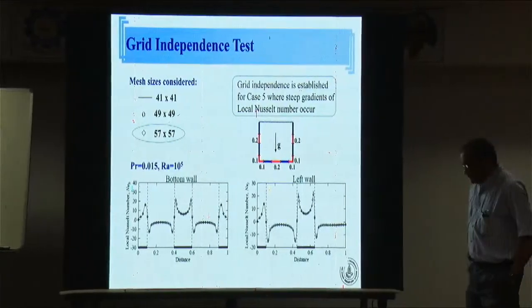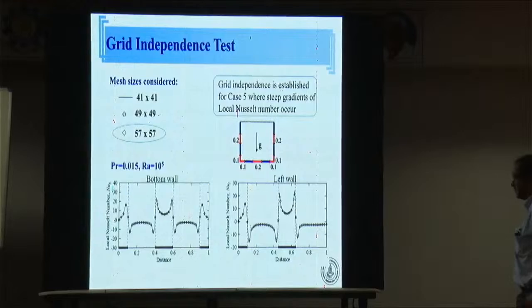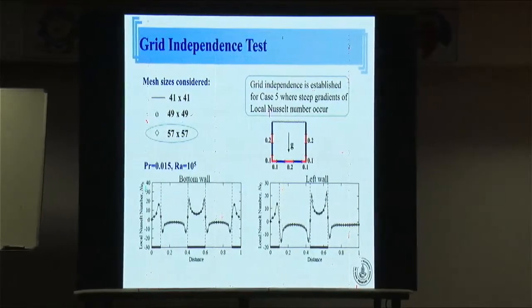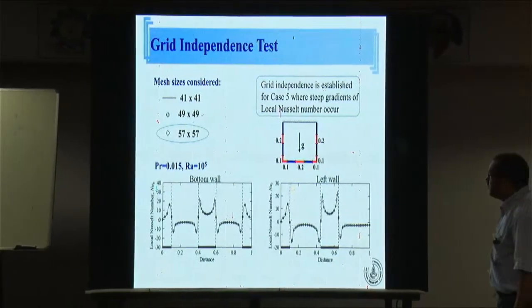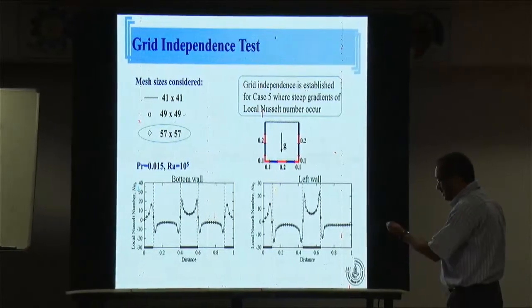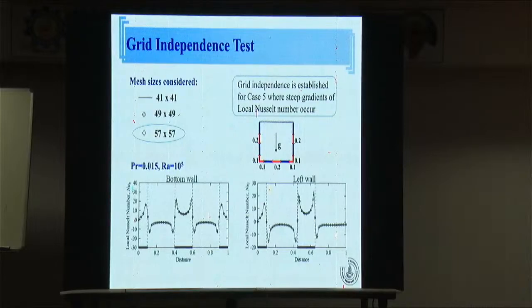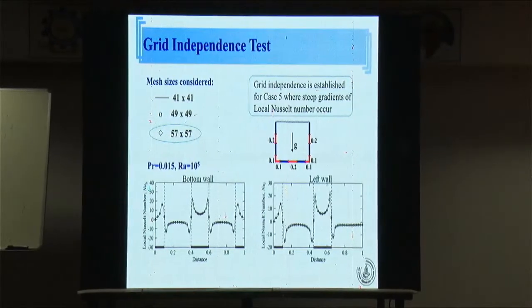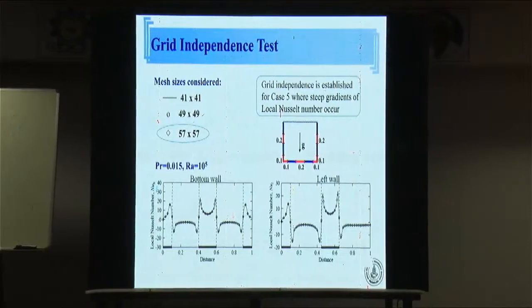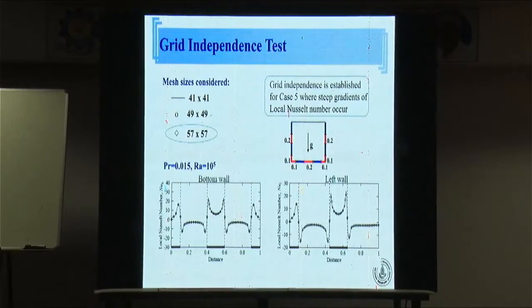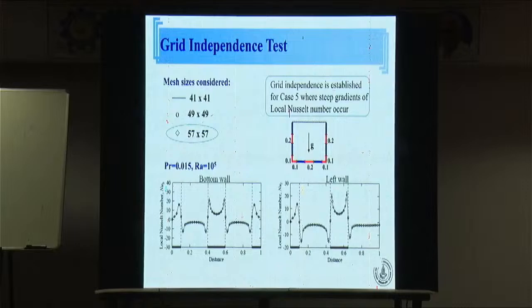So grid independence test has been carried out. We have done different kinds of mesh sizes, 41 by 41, 49 by 49, and 57 by 57. Grid independence test is established for case 5 where steep gradients of local Nusselt number occur, and you can see the grid independence test for different grids like 41 by 41, 49 by 49, and 57 by 57, and all are matching pretty well. Next slide please.